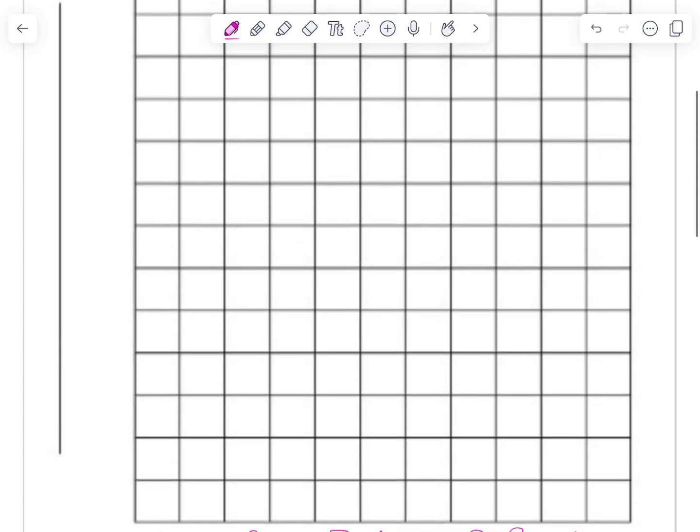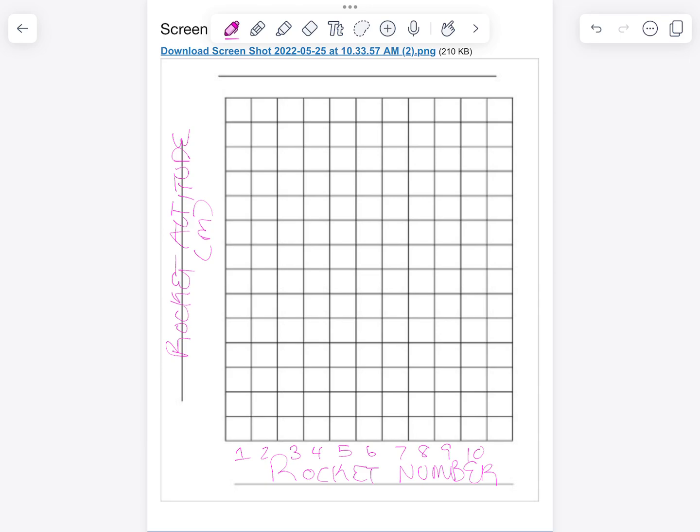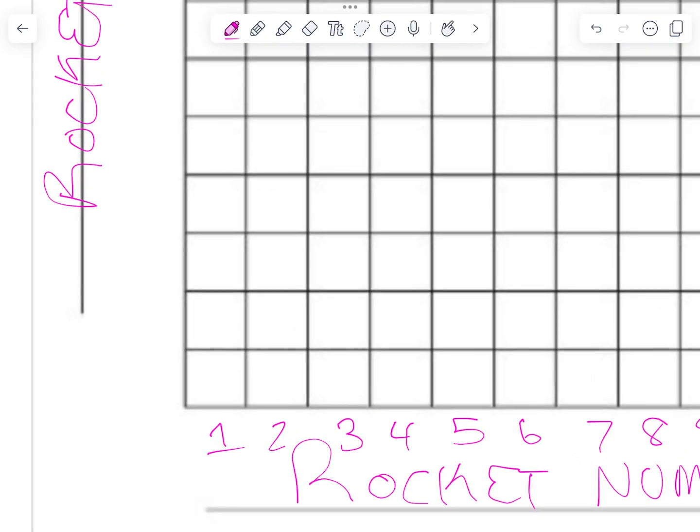The next thing is on the y-axis, it said we needed to put rocket altitude. Now remember, when we do a graph, it is important to put your units on here. Altitude is measured in meters, so in parentheses, I'm going to put m. Now, we need to label our intervals here. I'm going to use period 3 as an example, so if I get my paper for period 3, I'm going to be able to see what we had here.